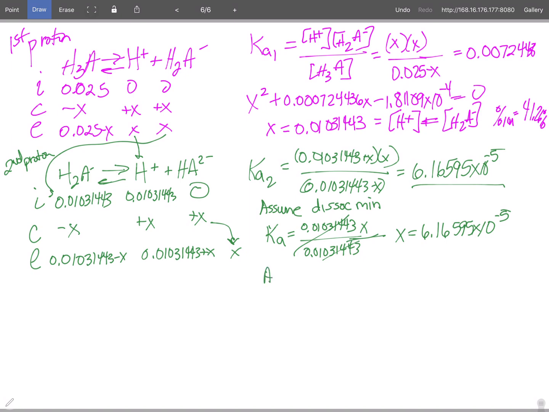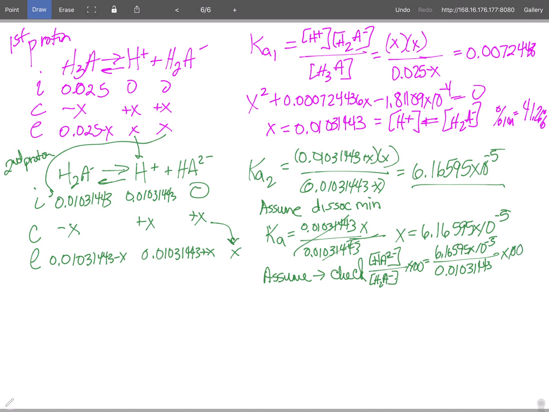Anytime you assume, you must check. So my check is my percentage, which would be the HA minus concentration over my H2A concentration times 100. So that's going to be equal to 1.6595 times 10 to the minus 5th divided by 0.01031443 times 100.